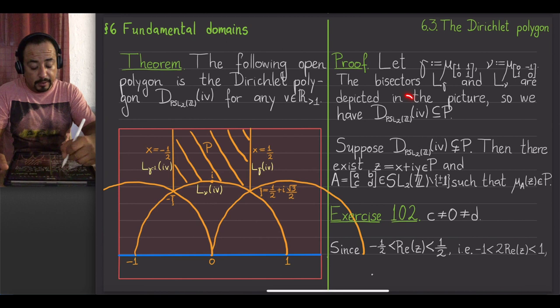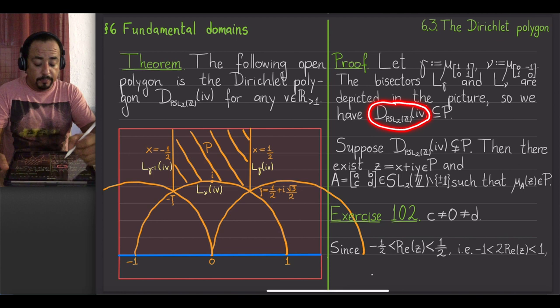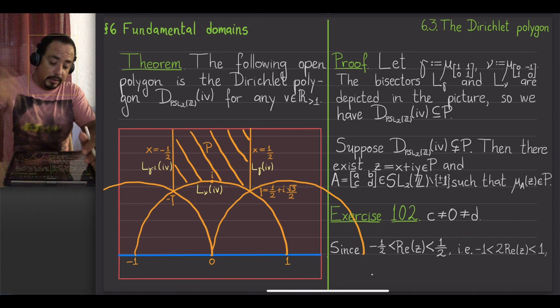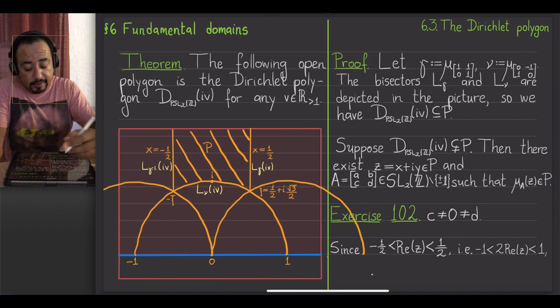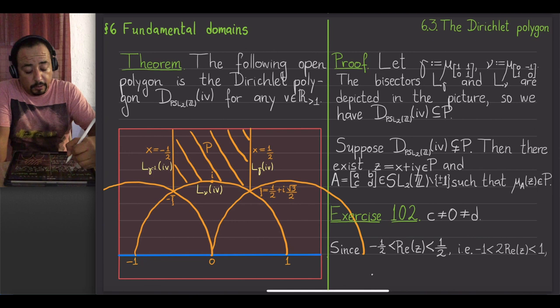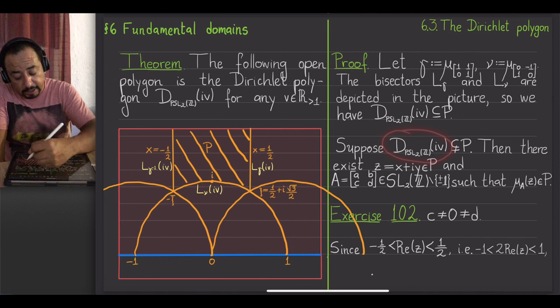Because for the Dirichlet polygon, we take that triple intersection and keep intersecting with the remaining half planes. So I would say that this containment is obvious, and we claim that we actually have equality. To prove it, we are going to suppose that it is not the case, and arrive at a contradiction. So suppose that the Dirichlet polygon is properly contained in this hyperbolic polygon.